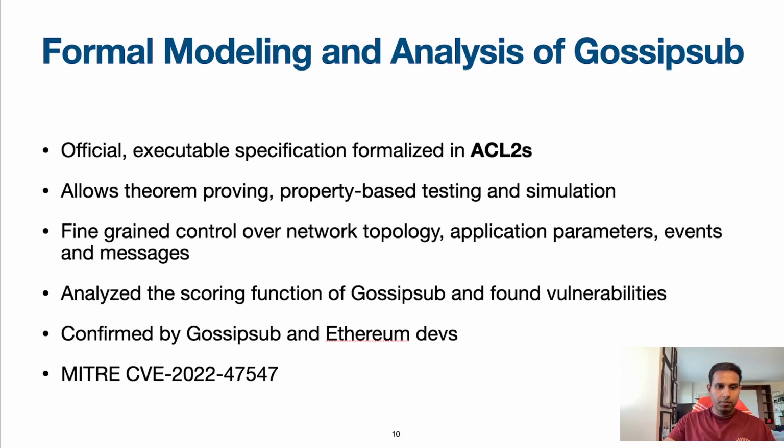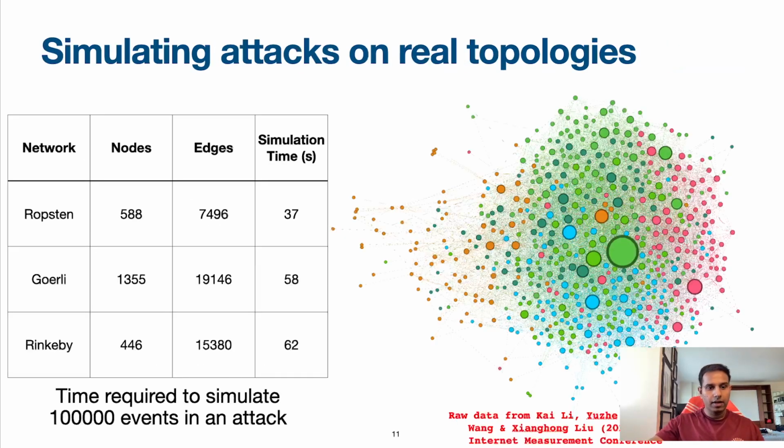ACL2S allows us to perform large-scale simulations on GossipSub networks with real-world topologies involving thousands of nodes. The ACL2S model allows fine-grained control over network topology, application parameters, events, and messages for reasoning and simulation. We analyzed the scoring function responsible for security in GossipSub and found some vulnerabilities. The vulnerabilities were confirmed by GossipSub and Ethereum developers. We also registered it under a MITRE CVE.